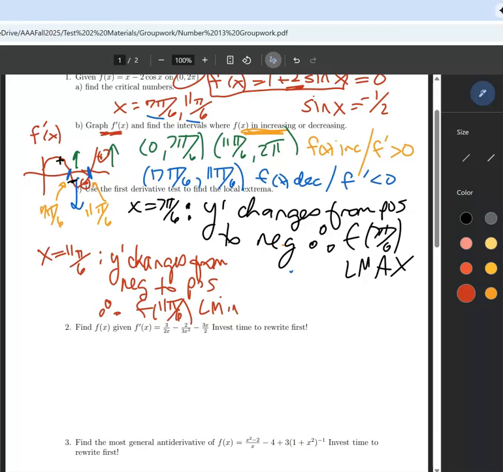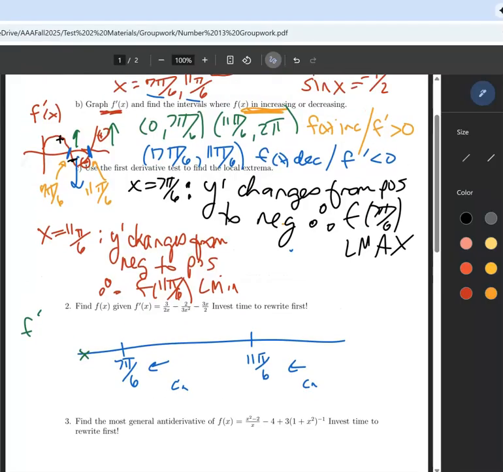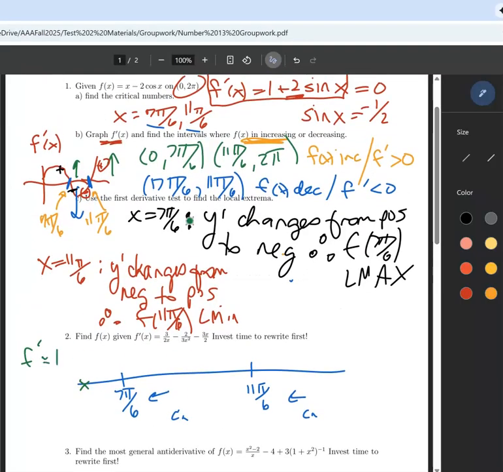If instead you wanted to do a sign chart, you just make an x-axis here, with 7 pi over 6 and 11 pi over 6. It's the critical numbers that you put here. Then you check numbers in between into the derivative. So let me write the derivative here so we have it accessible. It's 1 plus 2 sine of x.